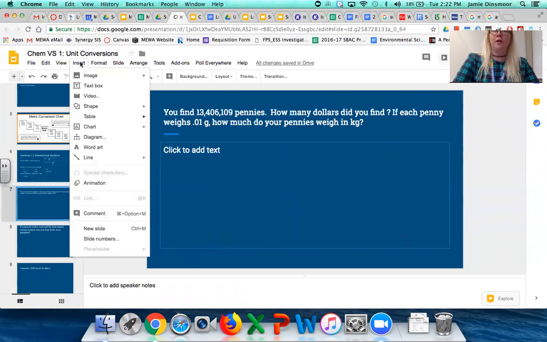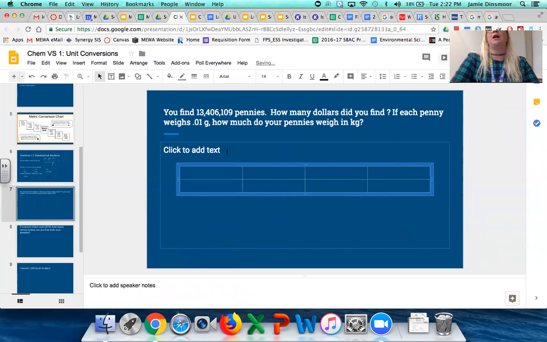Okay, so we want to do, well, here's a word problem type situation. You find a lot of pennies. How many dollars did you find is the first thing that we're going to find out. And if each penny weighs 0.01 grams, how much do your pennies weigh in kilograms? So let's start with the first question here. We're probably going to end up doing the penny weight one in the next session, but you're welcome to try that if you'd like.